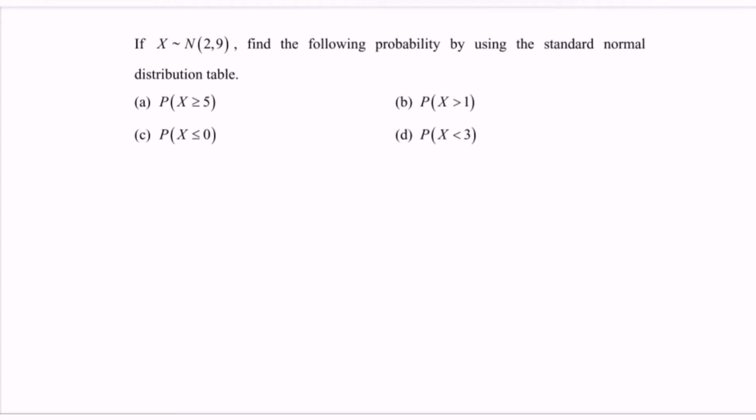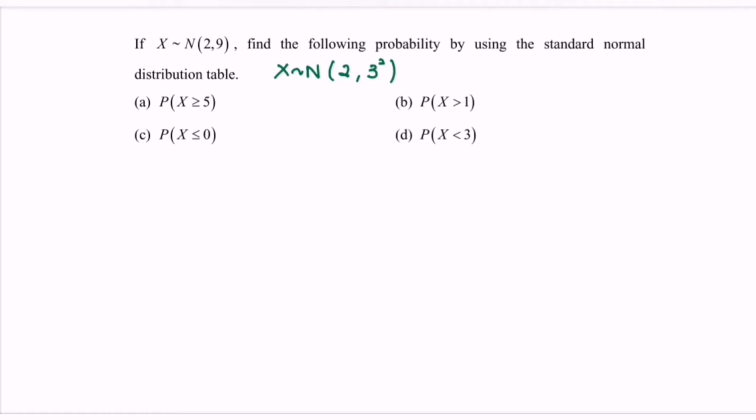In this video, I'm going to discuss the example for special probability distribution for the case normal distribution. Kindly refer to the questions. If X is normally distributed with the mean 2 and the variance 9, find the following probability by using the standard normal distribution table. Before we further our discussion, kindly rewrite the situation: X is normally distributed with mean 2 and the variance as the standard deviation squared, where we have 3 to the power of 2.